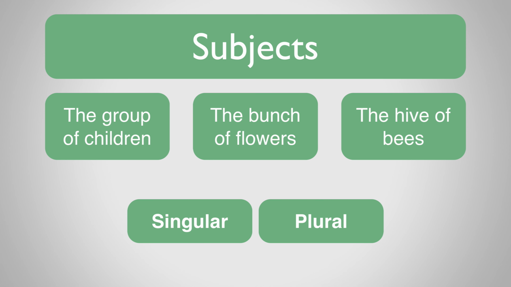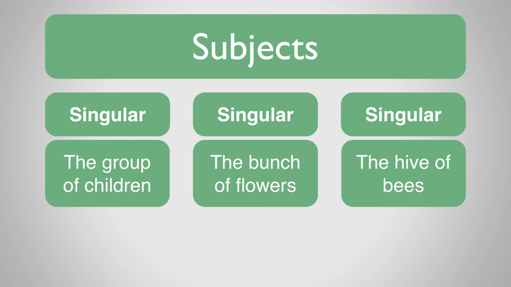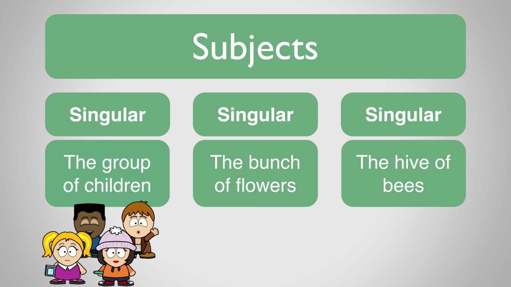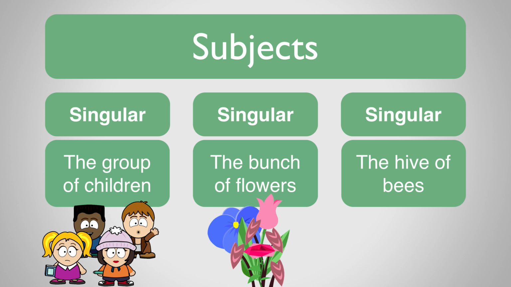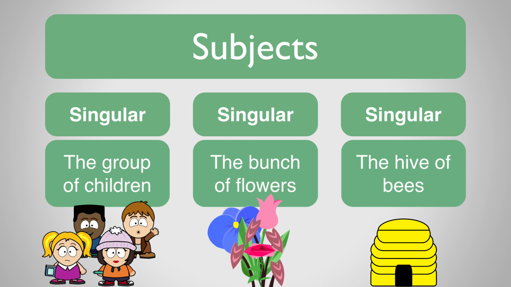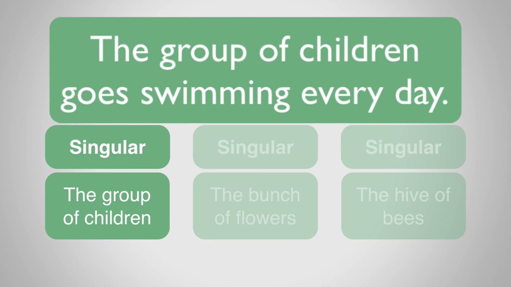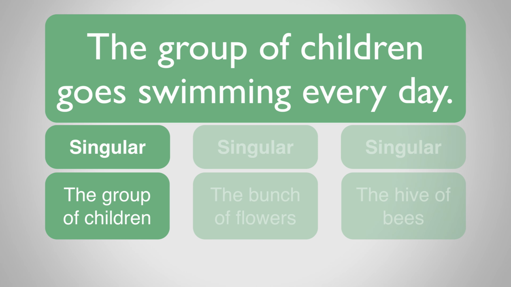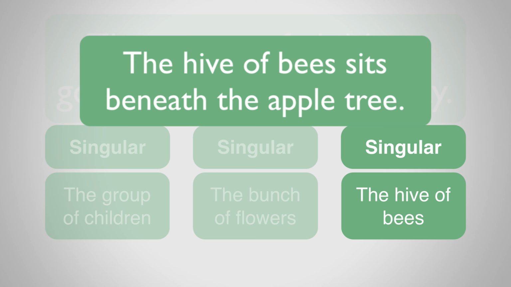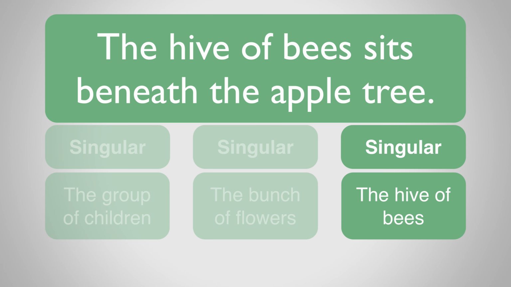Well, they're all referring to groups of things, but they are singular. This is because they're referring to the group. So there's one group of children, one bunch of flowers, and one hive of bees. So if we were to put these subjects into sentences, the verb would have to match the singular subject. Here's an example. The group of children goes swimming every day. Here's another. The hive of bees sits beneath the apple tree.